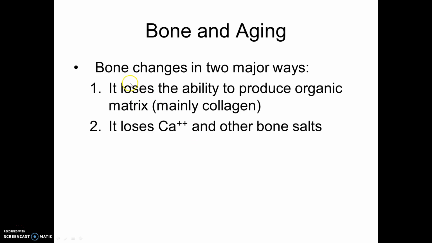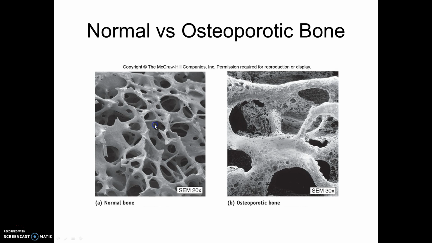Bone and aging: there are two different things that are happening with bone and aging. First of all, bone loses its ability to produce organic matrix, which is the result of the declining osteoblast activity, while osteoclast activity maintains its normal level of activity. And then bone also loses calcium and other bone salts. So bones become weaker and there's less collagen present for deposition of calcium and phosphorus. And this can result in osteoporosis, which is the loss of bone density, which you can see here on the right compared to on the left.